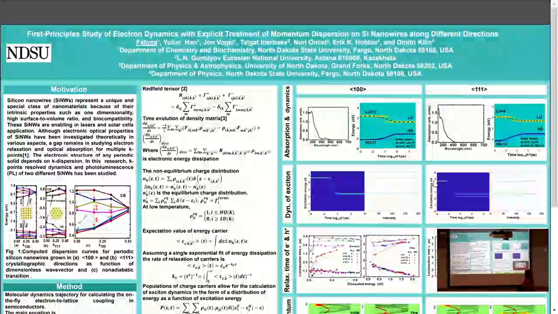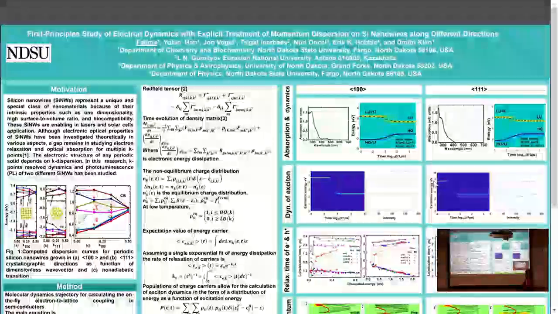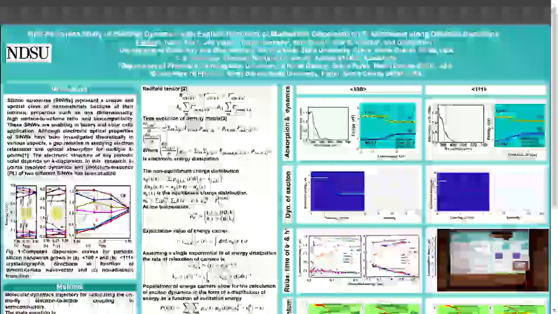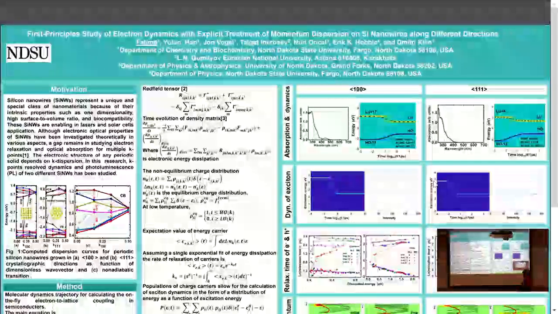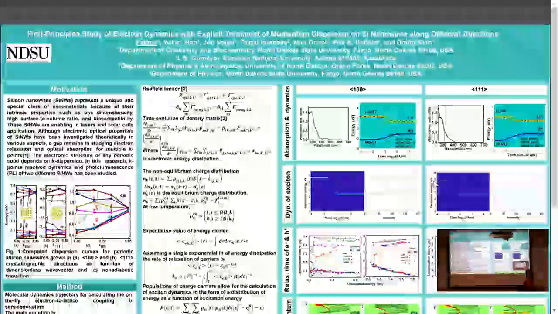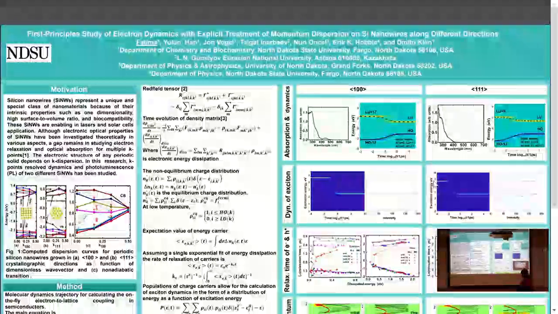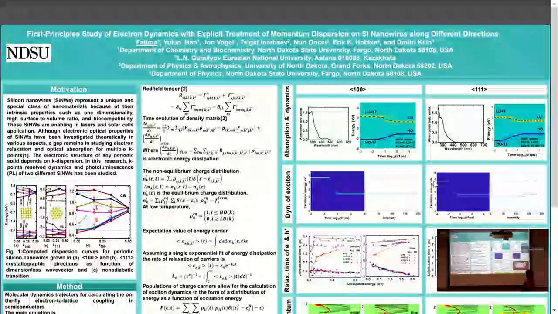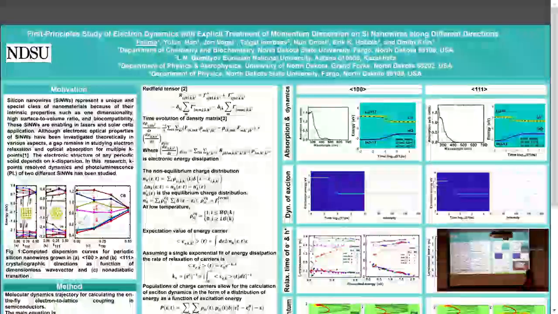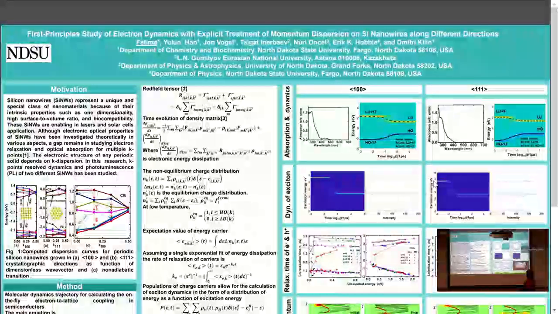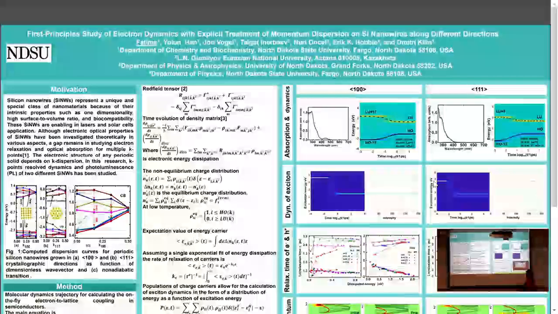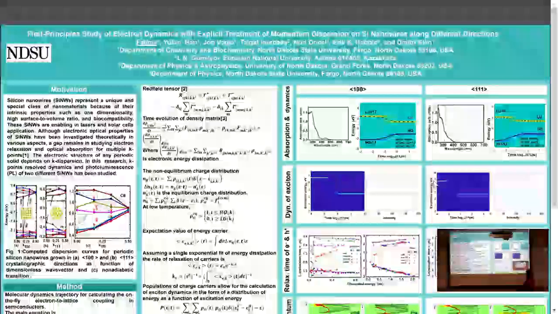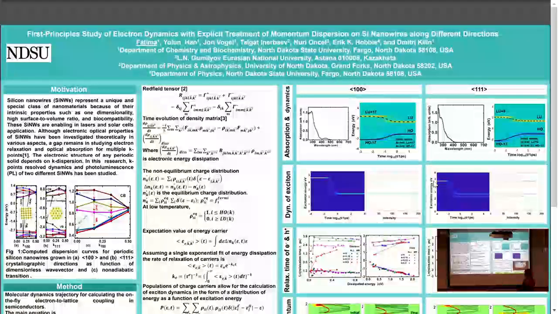And this is the expectation value of the charge carrier. We assume a single exponential function to fit this energy dissipation to get the rate of relaxation of the charge carrier. And this is an equation for calculating relaxation rates of charge carriers. Using this equation, we can calculate the photoluminescence, but there is one term missing here. There is the oscillator strength. Need to fix it.